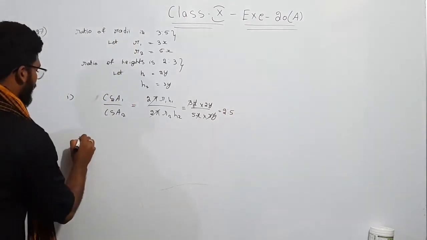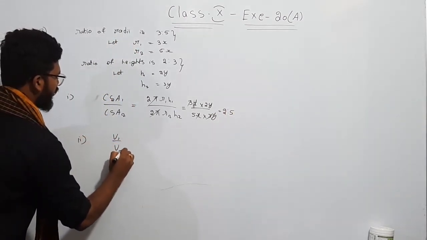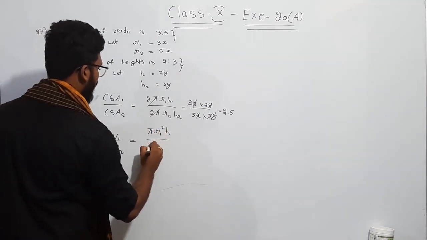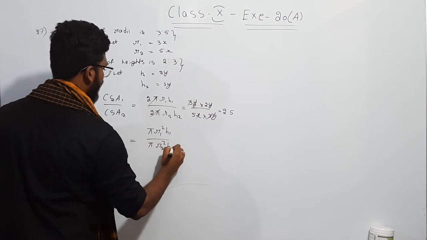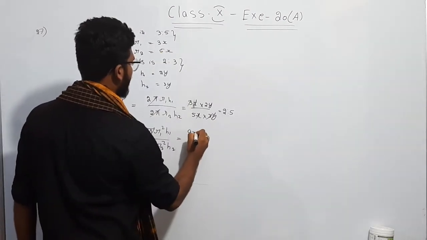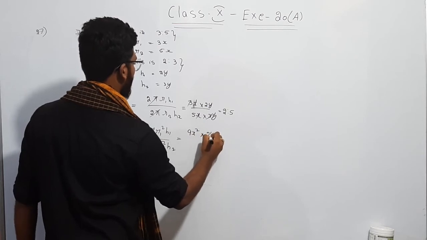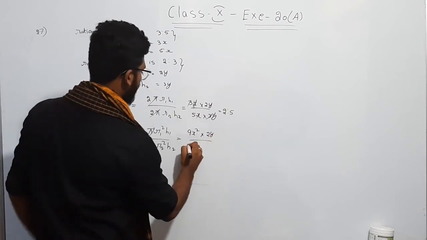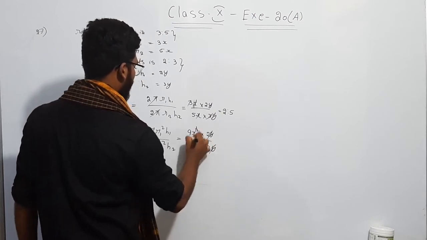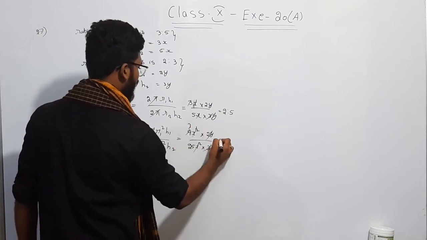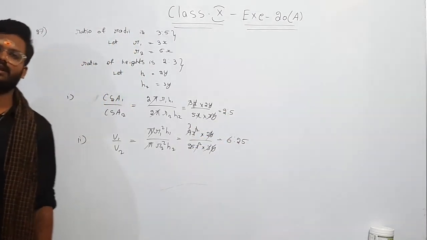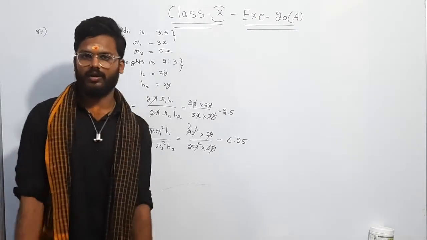In the same way, the ratio of the volumes we have to find. So pi R1 square H1 by pi R2 square H2, pi will get cancelled. R1 square 9x square into 2y by R2 square 25x square into 3y, right? So x square and y cancel, 3 1s are 3, 3 2s are 6 by 25. So 6 is to 25 is the ratio of the volume.